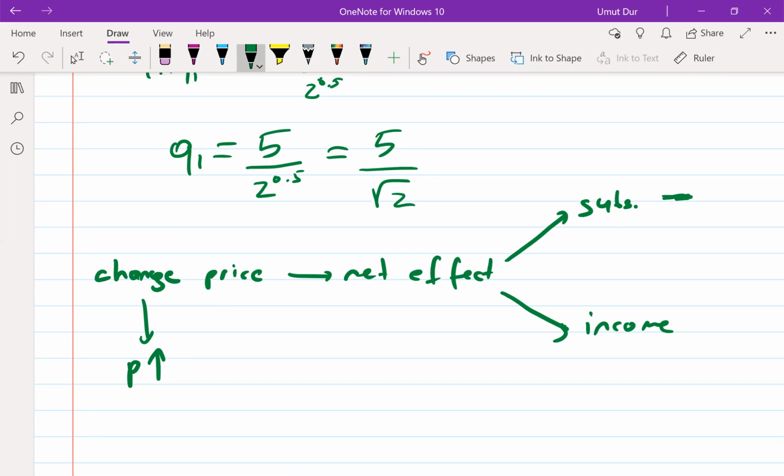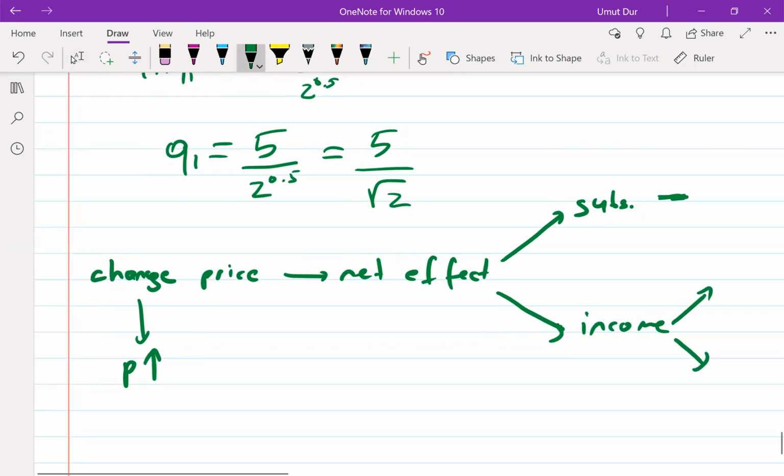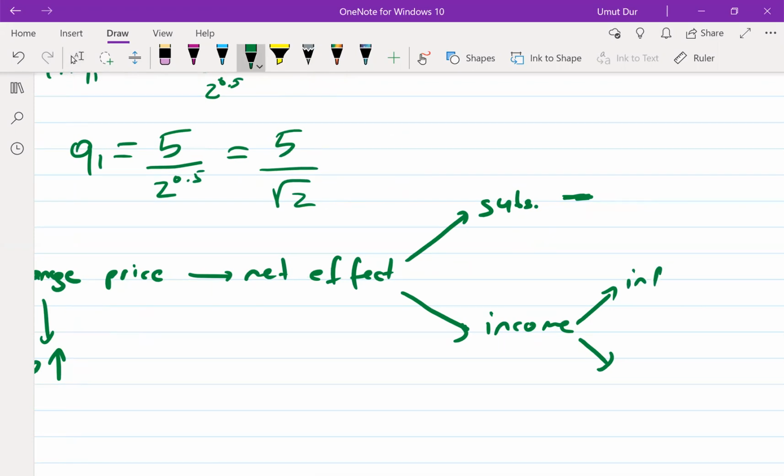And if the price increases, okay, what will be the income effect here? So it depends on what kind of goods that we are looking for. If the good is inferior or normal, so our answer will change. The price increases, okay? And for the inferior goods, okay, what will be the effect?